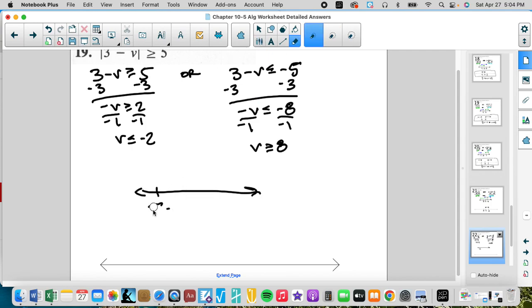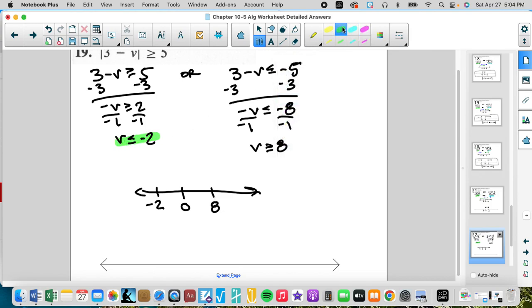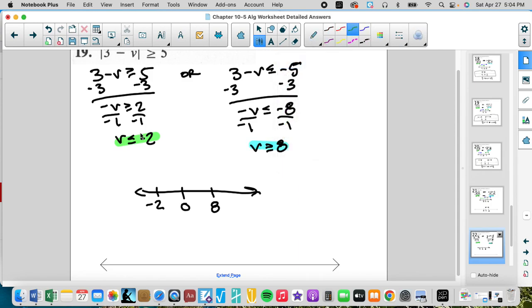That's a horrible negative 2. Let's take our time. Negative 2, 0, 8. We'll do this statement in green, this statement in blue. Green says v is less than or equal to negative 2, so that's a closed circle going to the left. This one says v is greater than or equal to 8. We'll go that way. It is an or statement, so we only need one true. It can be one or the other. So that is going to be our solution.